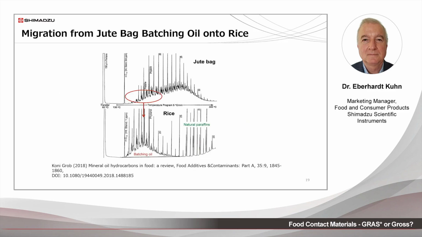In chromatograms, we see the contribution of the food packaging to the food, where we have a jute bag that has been processed, and then there's what's called a batching oil that is used in the manufacture of the bag, and that batching oil is then transferred onto the rice, and so then it ends up in our food.